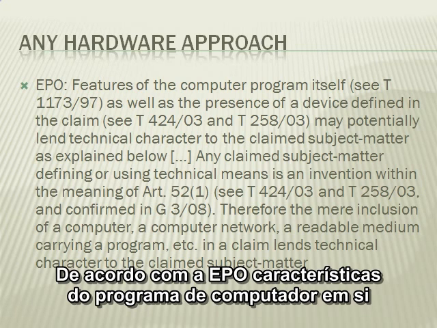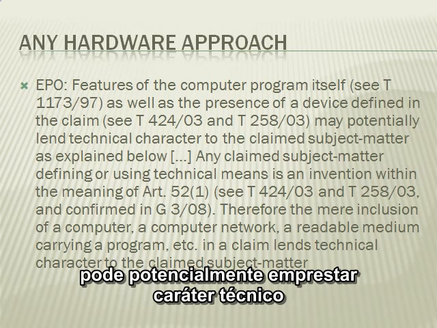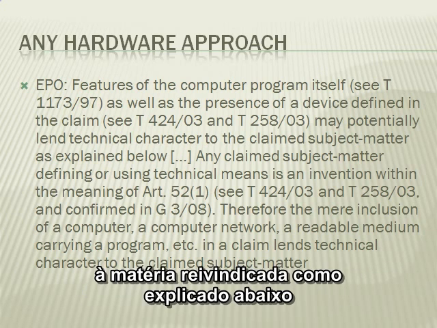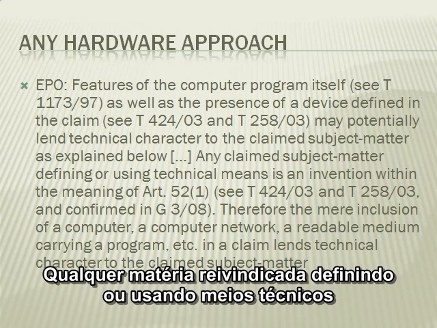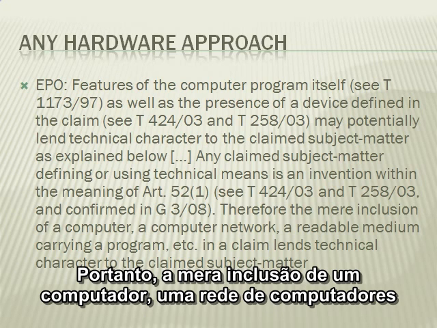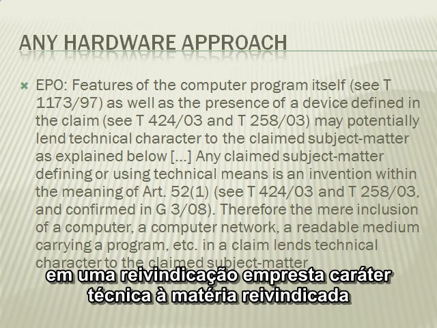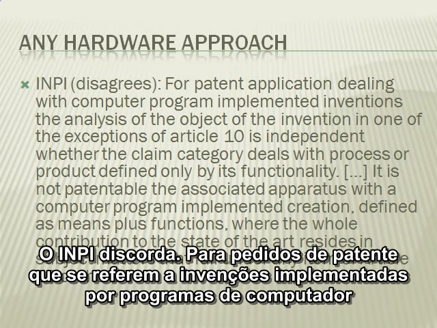Any hardware approach. According to EPO, features of the computer program itself, as well as the presence of a device defined in the claim, may potentially lend technical character to the claimed subject matter, as explained below. Any claimed subject matter defining or using technical means is an invention within the meaning of Article 52. Therefore, the mere inclusion of a computer network or readable medium carrying a program in a claim lends technical character to the claimed subject matter. INPI disagrees.